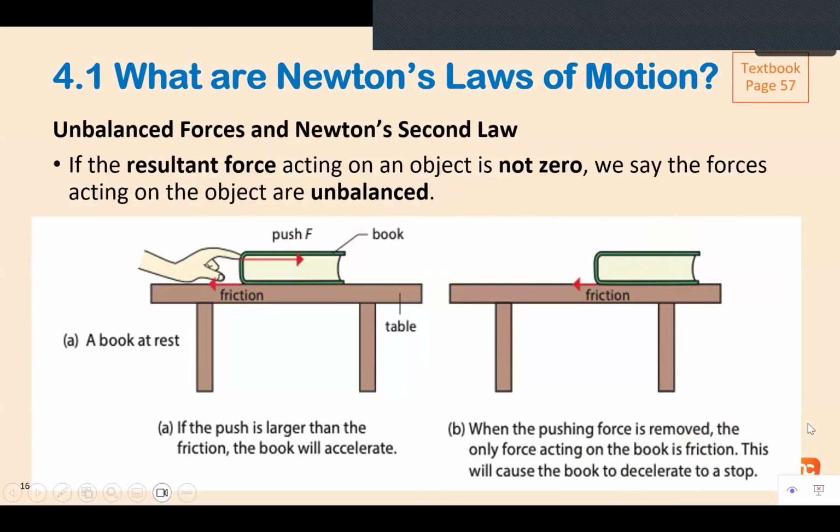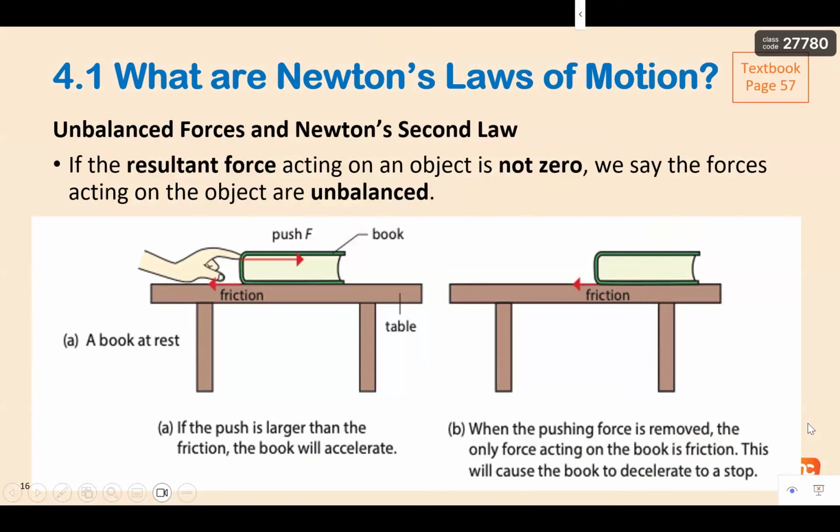Then we move on to what happens when there's unbalanced force. We know that it's not always the case where there is balanced force and an object will move with zero acceleration. There are some cases where there will be a resultant force. The forces are not balanced and there will be a resultant force.